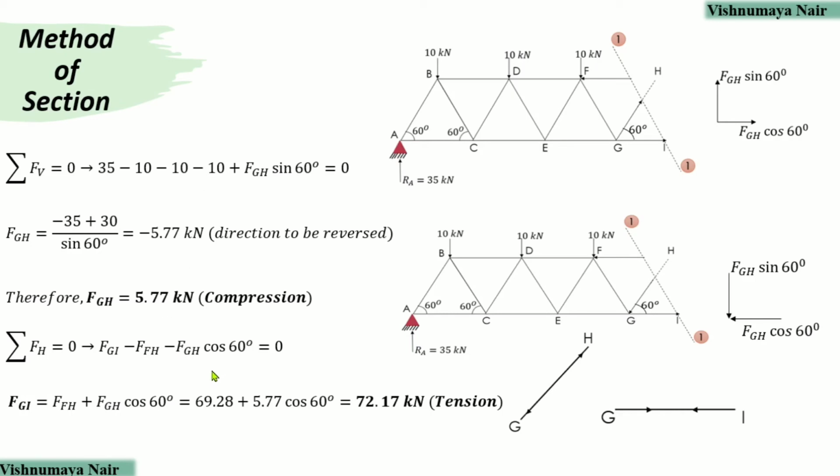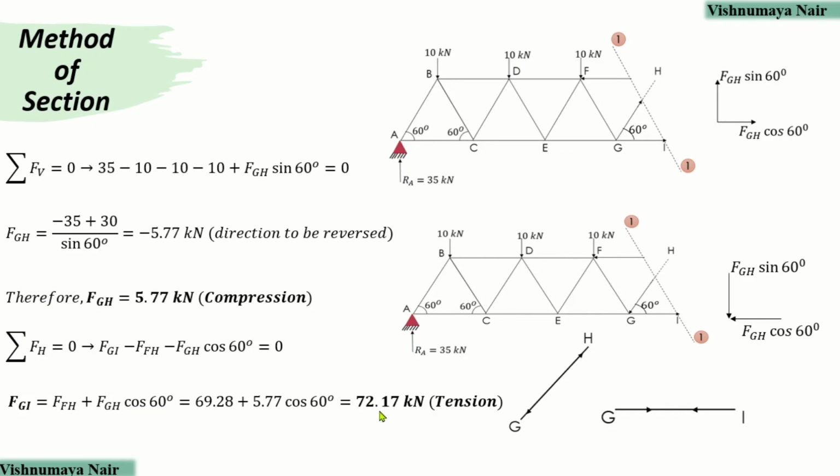Now, on considering the equilibrium of the horizontal forces, that is summation FH is equal to 0, we'll have plus FGI minus FFH minus FGH cos 60 is equal to 0. We know that FGH is equal to 5.77 kilonewton and FFH is equal to 69.28 kilonewton. Now we can get the value of FGI. So FGI is equal to FFH plus FGH cos 60, which is equal to 69.28 plus 5.77 cos 60, which is equal to 72.17 kilonewton.